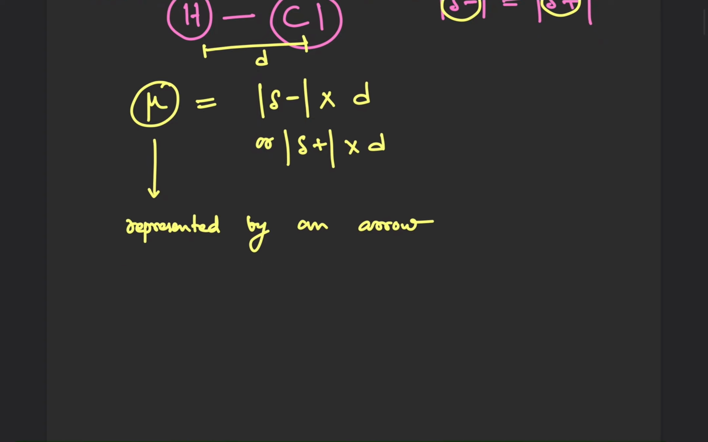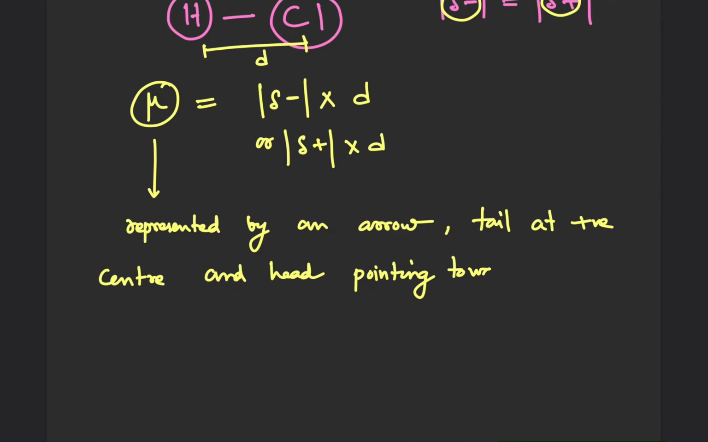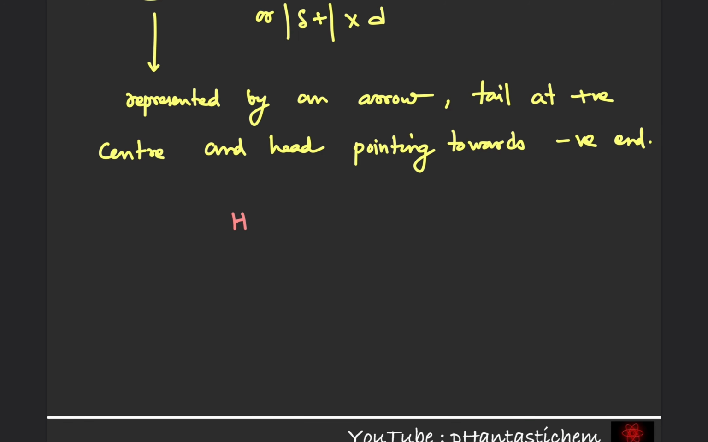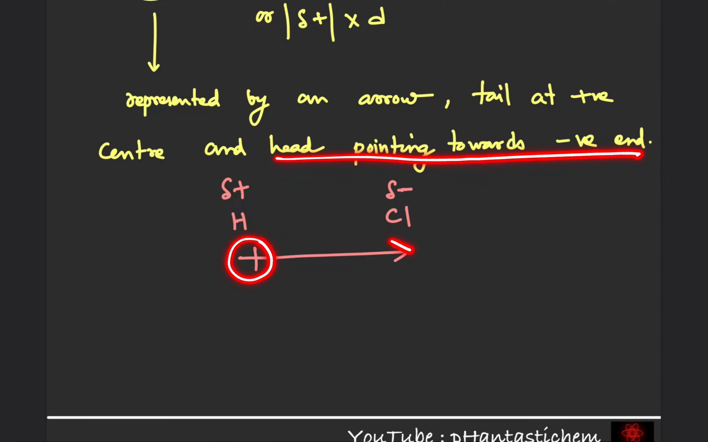It is represented by an arrow with its tail at the positive center and head pointing towards the negative end. Okay, for example, in case of HCl, we know that this is the positive end and this is the negative end. So the direction of the vector dipole moment is like this. The tail is at the positive center and the head is pointing towards the negative end.